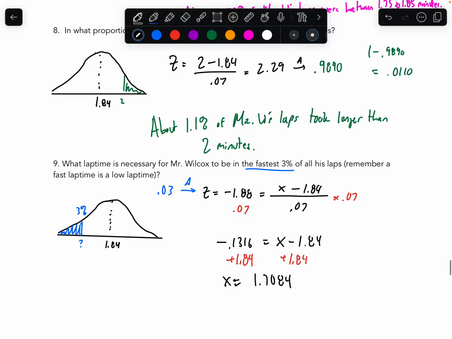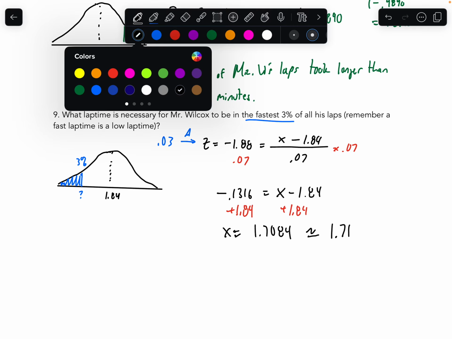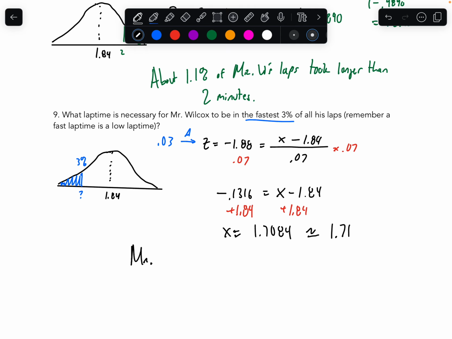Just think about all the rounding they've been doing throughout this. I'm going to go ahead and say that it's rounding this to the 100th is what they've been doing. So 1.71. So Mr. Wilcox would need to have a run of 1.71 minutes to be in his fastest 3%. I guess or less, huh?